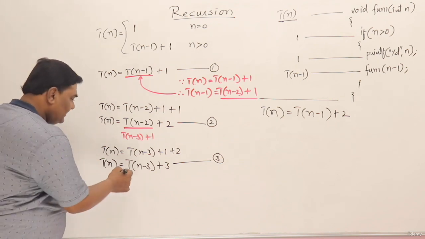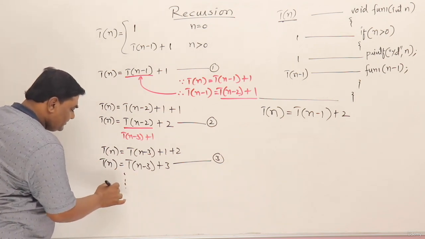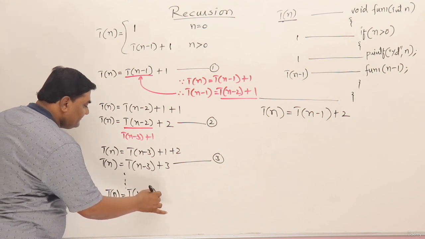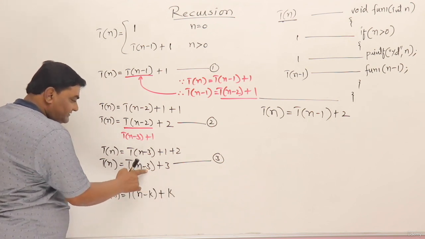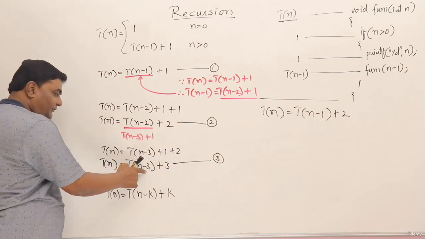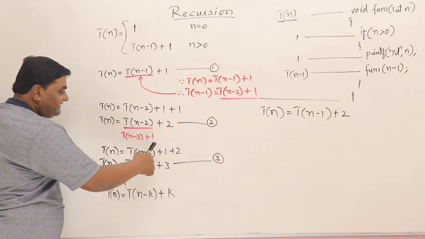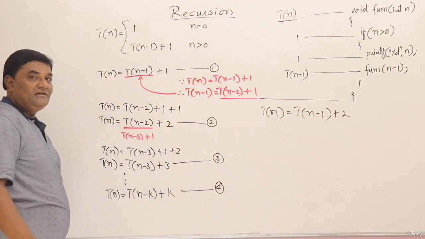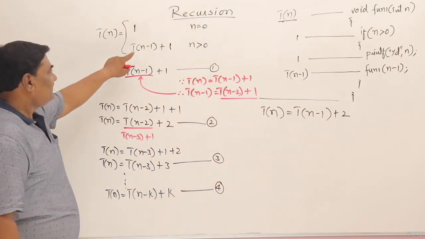Let us continue it for k times. So k times: T(n-k) + k. Because this was 3, this is also 3. If it is 4, then this will be 4. If this is k, then this will also be k. So that is the fourth equation I got. See, we have to solve this one.